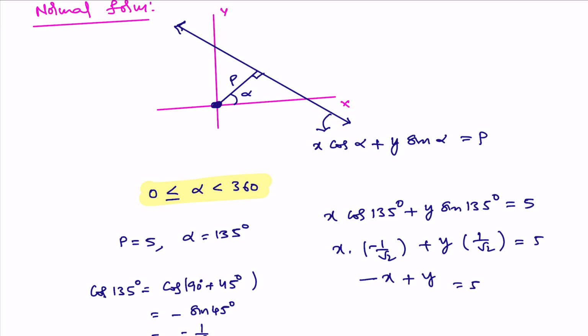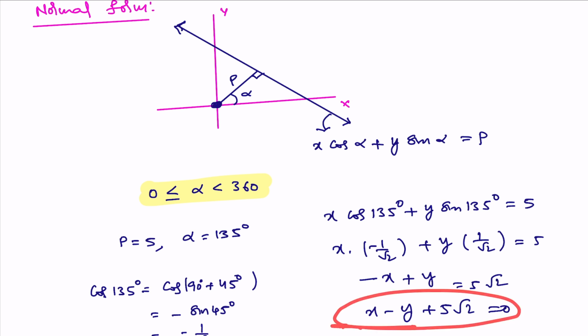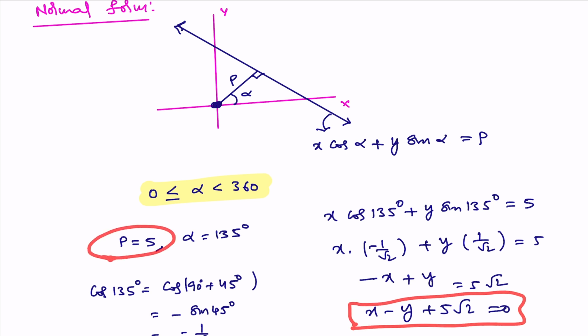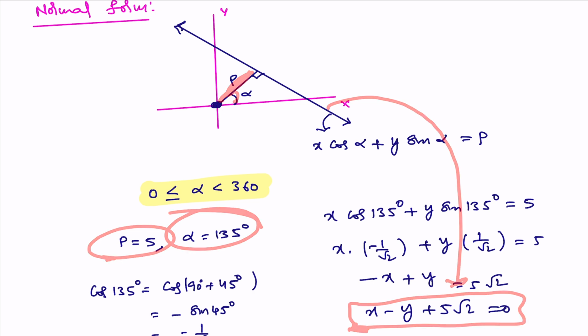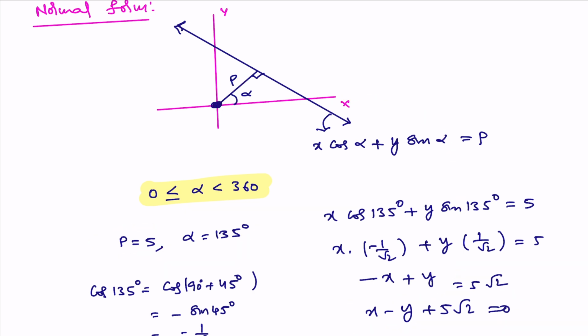Take this root to the right hand side. What you will get? 5 root 2. So if you simplify this and take x to that side, x minus y plus 5 root 2 equals 0. What is this? The equation of a line, with x term, y term and constant. What do you know about this line? This line is at a distance of 5 units from the origin, and the perpendicular drawn from the origin to this line makes an angle of 135 degrees. Understand?